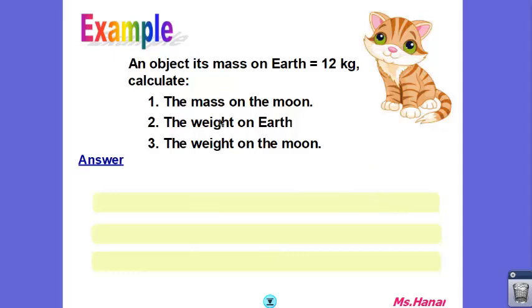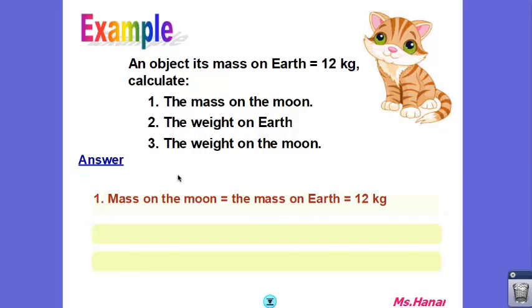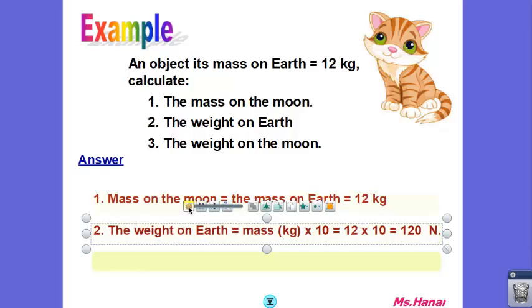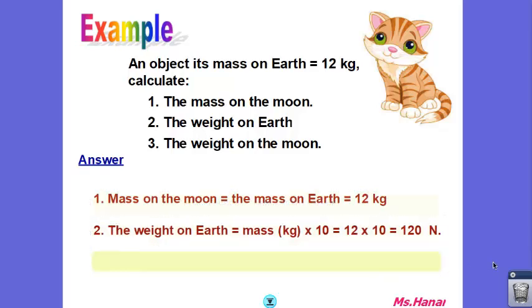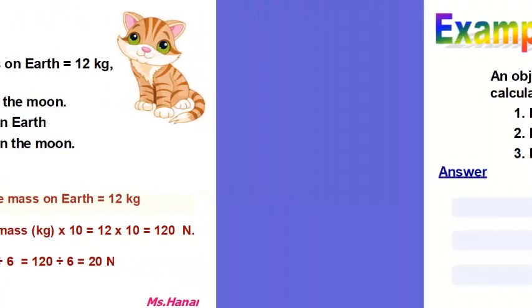Number 1, mass on moon equals mass on Earth equals 12 kilograms. Number 2, the weight on Earth equals mass times 10 equals 120 Newton. Number 3, the weight on moon equals weight on Earth divided by 6 equals 120 divided by 6 equals 20 Newton.